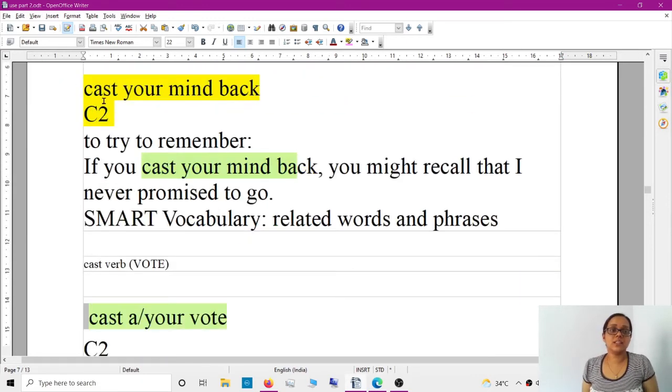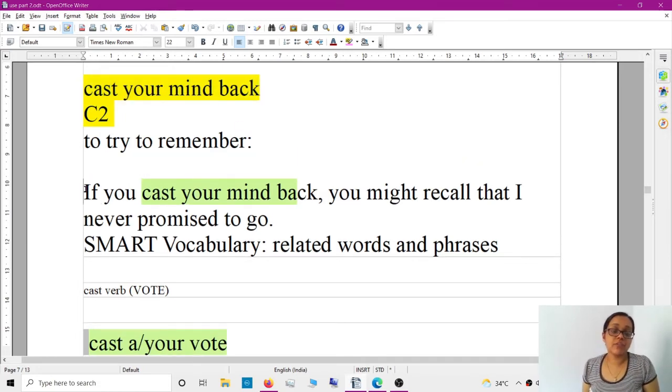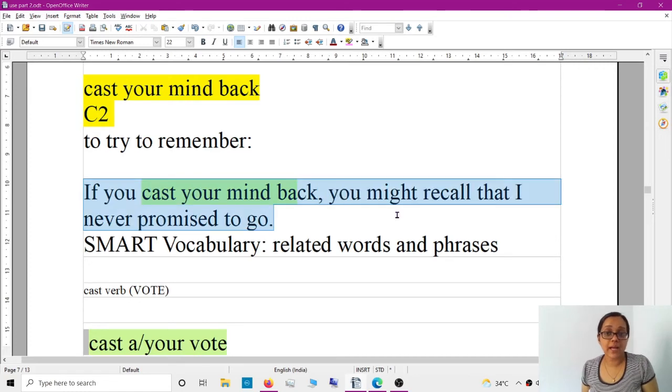Next is, this is C2 vocabulary, cast your mind back, which means try to remember. If you cast your mind back, you might recall that I never promised to go. If you cast your mind back, which means if you try to remember, you might recall that I never promised to go.